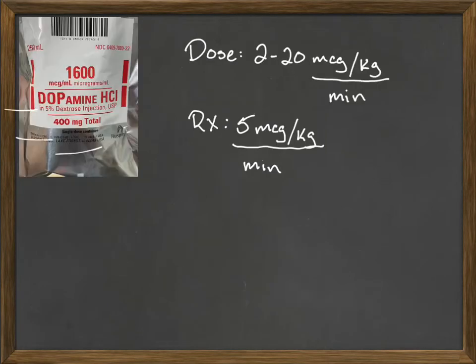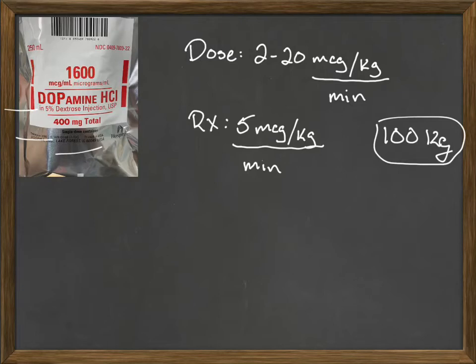Now we'll move on and do dopamine. So the dose of dopamine is 2 to 20 micrograms per kilogram per minute. And we're going to say we've been ordered to give 5 micrograms per kilogram per minute. And let's say our patient weighs 100 kilos, just to make this demonstration of math a little bit easier. Okay, so we know the 5 micrograms per kilogram at 100 kilograms. We'll break down that math first to get our dose.